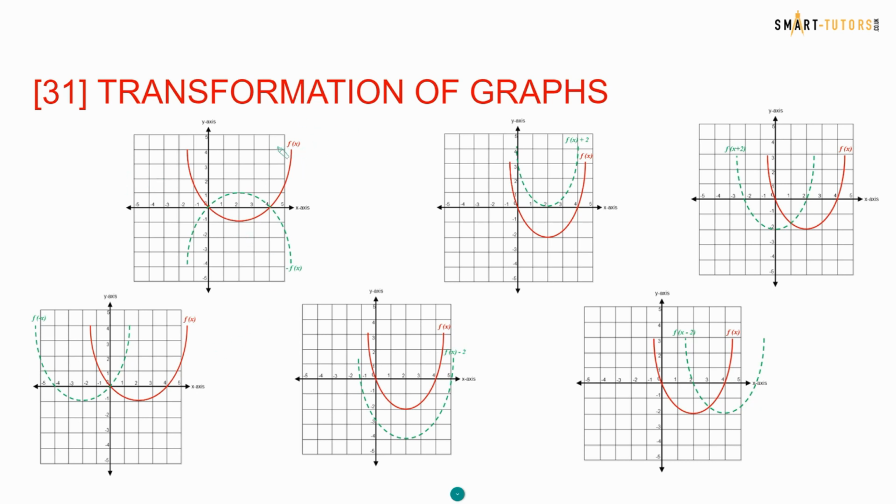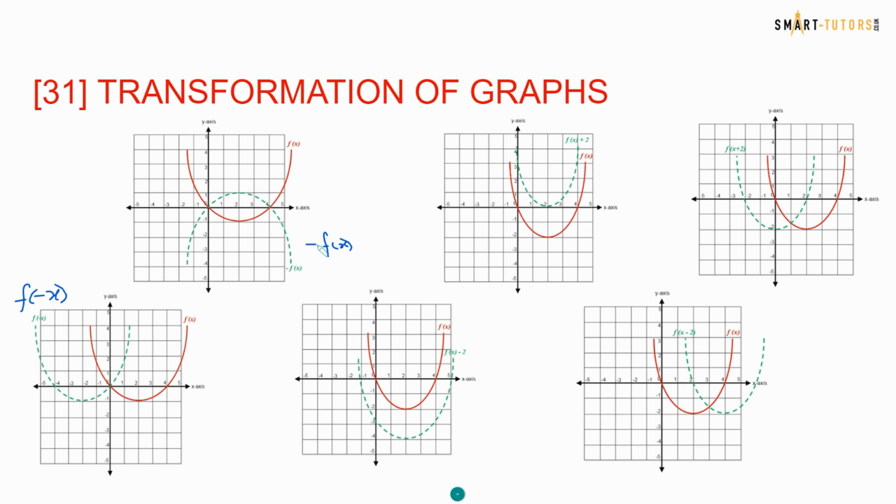The first one: y = f(x) is my red graph, and if they ask for y = -f(x), that is the reflection in the x-axis. So the x coordinate is not going to change, but the y coordinate will change to the opposite sign. Type two: y = f(x) is given and y = f(-x). The minus is inside the bracket. In that case, it's the reflection in the y-axis. Reflection in the y-axis means the y coordinate never changes, and the x coordinate changes to the opposite sign.